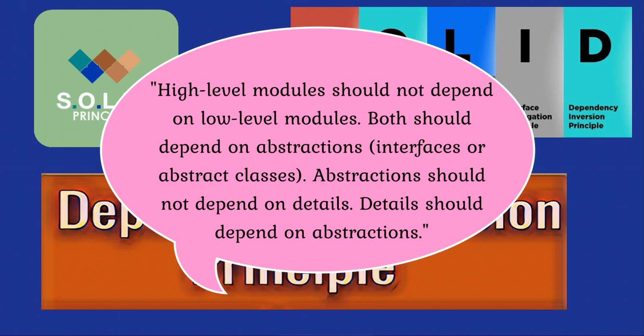In simpler terms, a high-level module can be business logic, application-specific classes, and so on. High-level modules should not directly depend on low-level modules. What are low-level modules? Low-level modules can be specific implementations, frameworks, or external libraries. Both high-level and low-level modules should depend on abstraction rather than concrete implementation. An abstraction can be an interface or an abstract class.